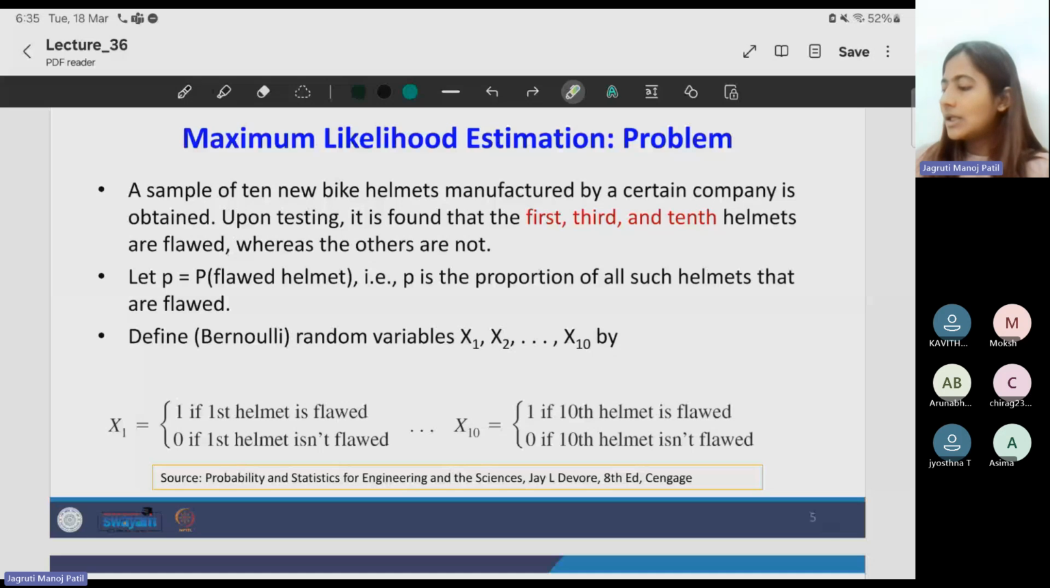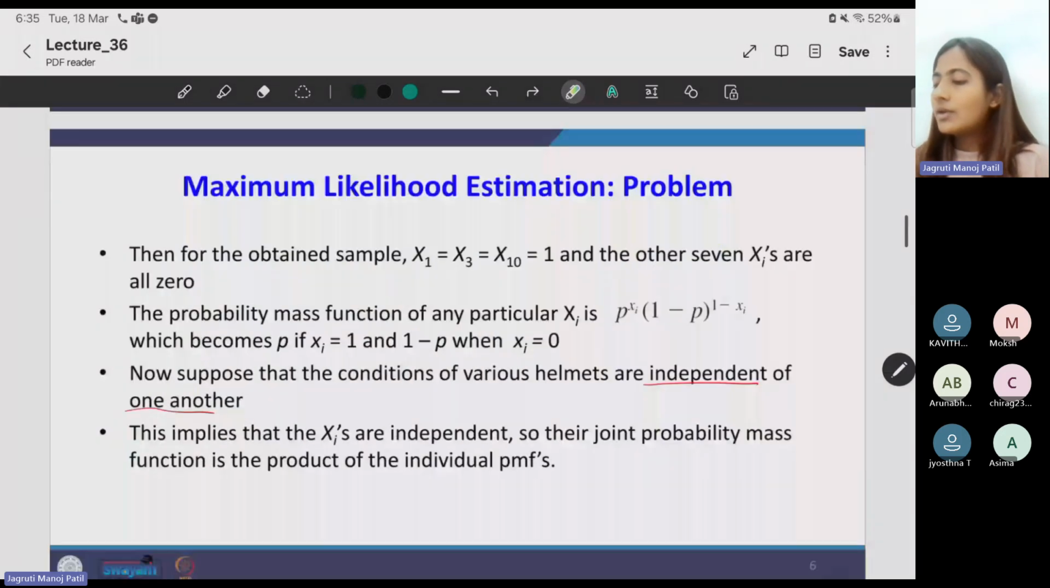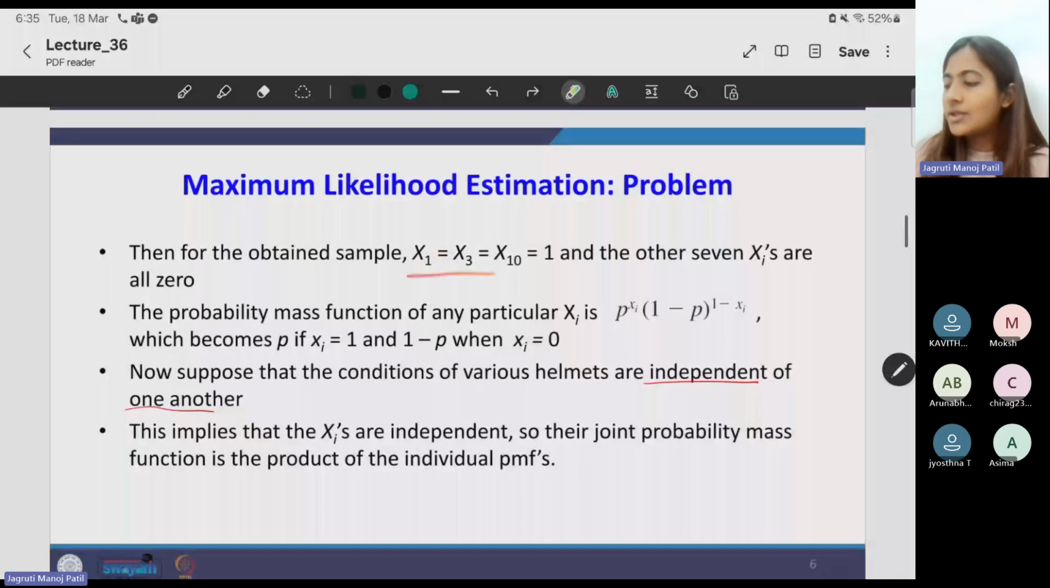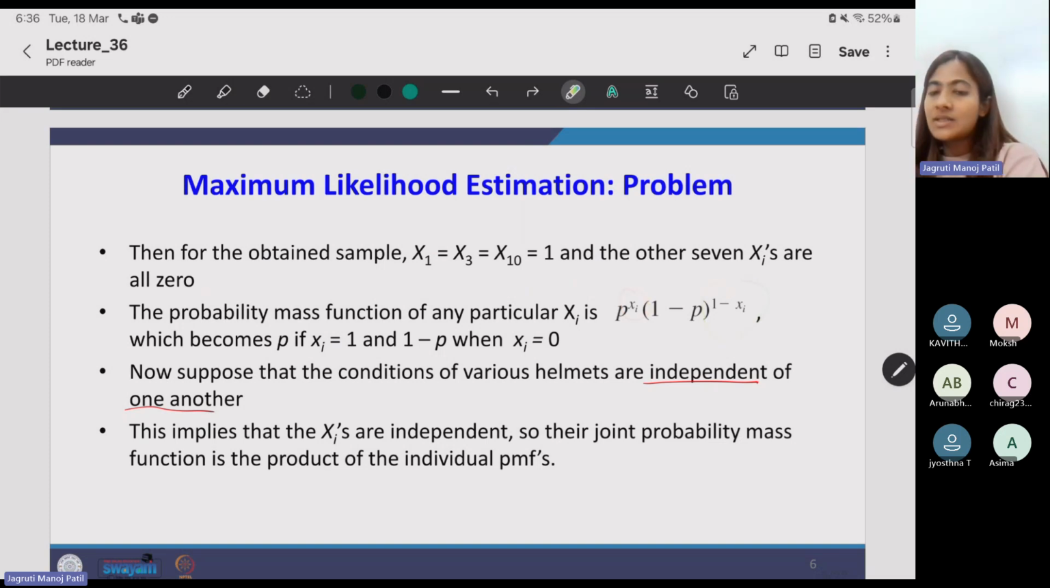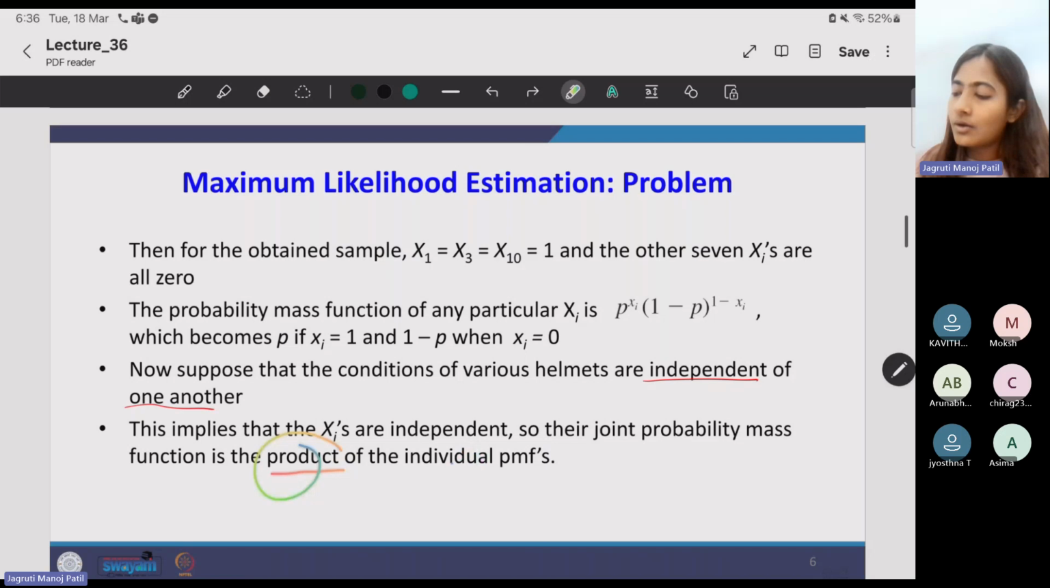Definitely it would enhance. And then if the 10th helmet is flawed or not, the variables are also given accordingly, right? So then we obtain it for a sample. Let's say for the first, 3rd, and 10th, the helmets were flawed. So we gave it as 1, the others weren't, so those were zeros. So we know from Bernoulli's, we know this p to the power x, and (1 minus p) to the power (1 minus x). So this is your probability of success, this is your probability of failure. It is done n number of times, that's why this xi over here and 1 minus xi over here. Now we suppose that all of the helmets are independent from each other. So if they are independent, their joint probability mass function is nothing but the product of the individual PMFs.